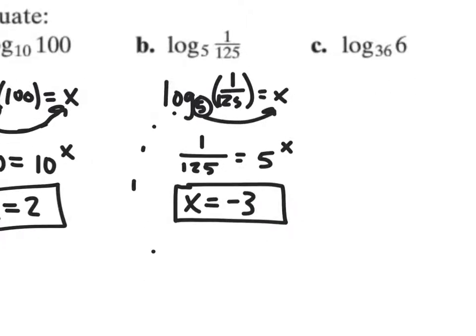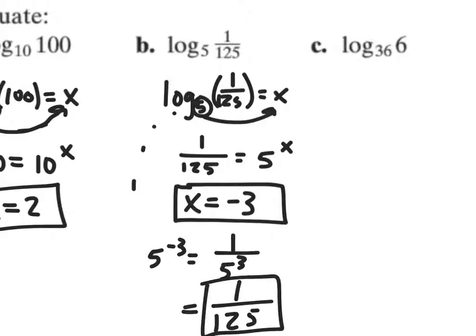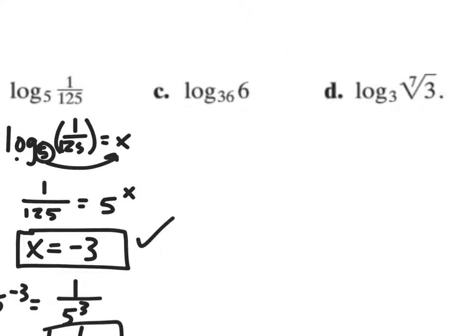And let's just think about it. We can always check: 5 to the negative 3 is equal to 1 over 5 cubed. Well, 5 cubed is 125, so we get 1 over 125. So this is our answer. All right. Okay, the next one, 36 to the what power gives me 6.